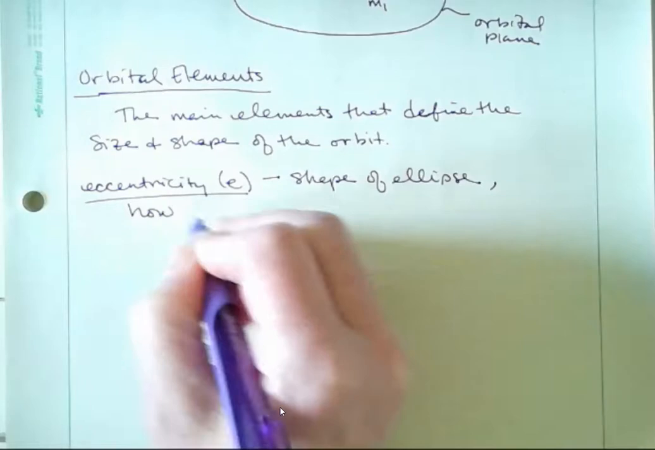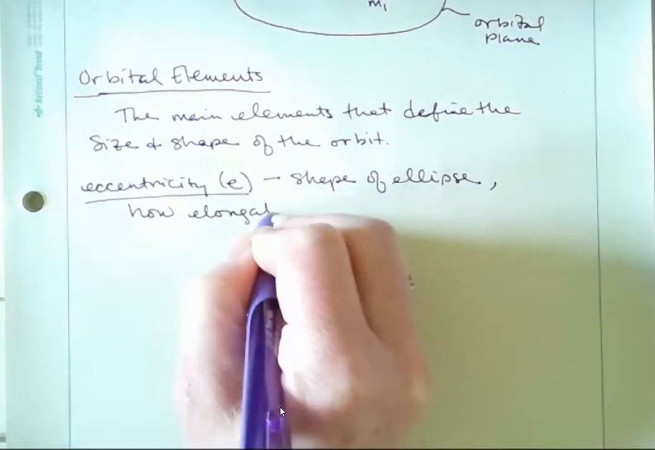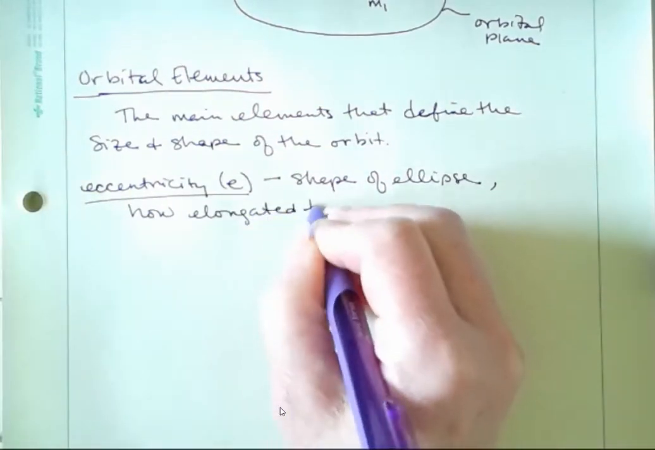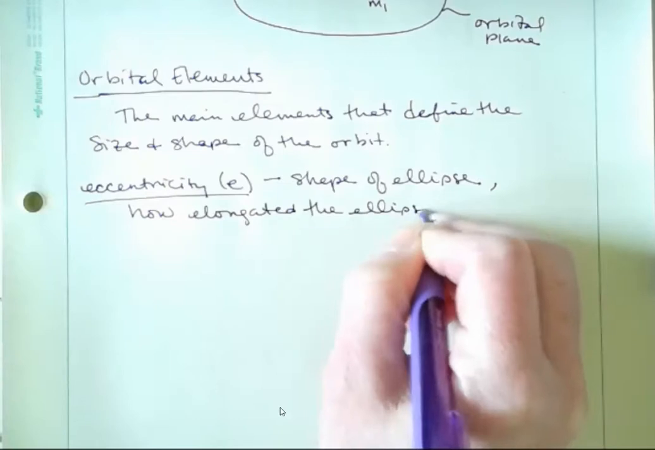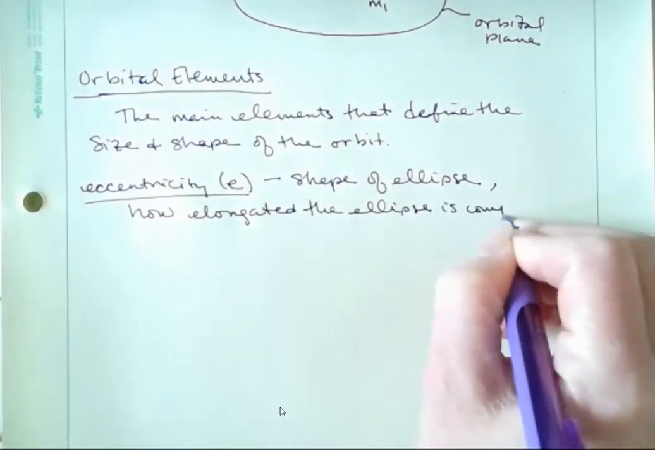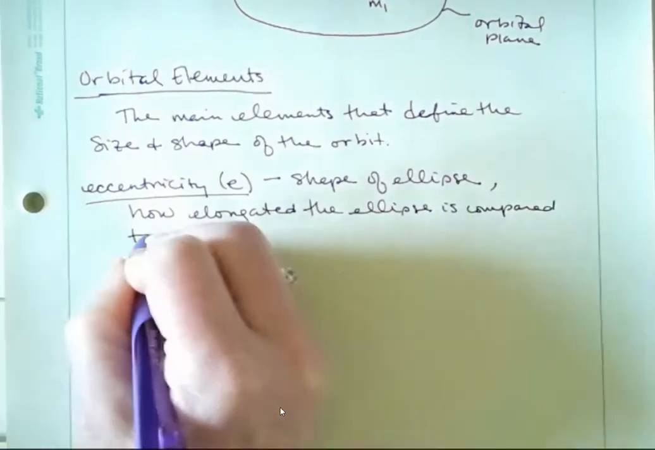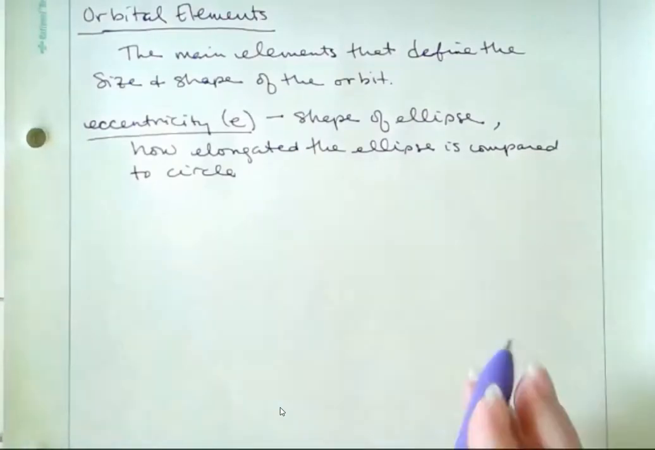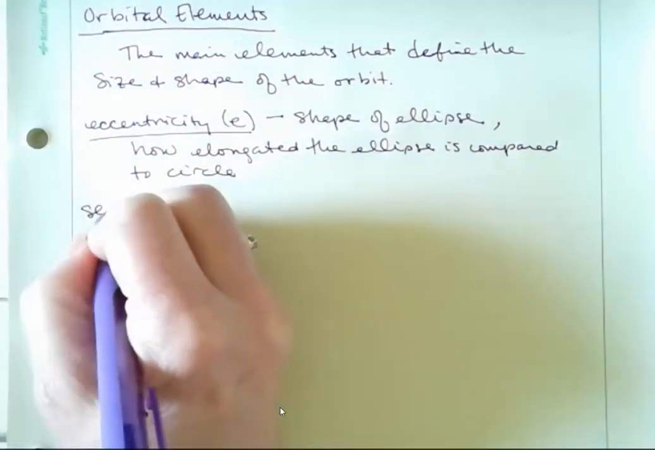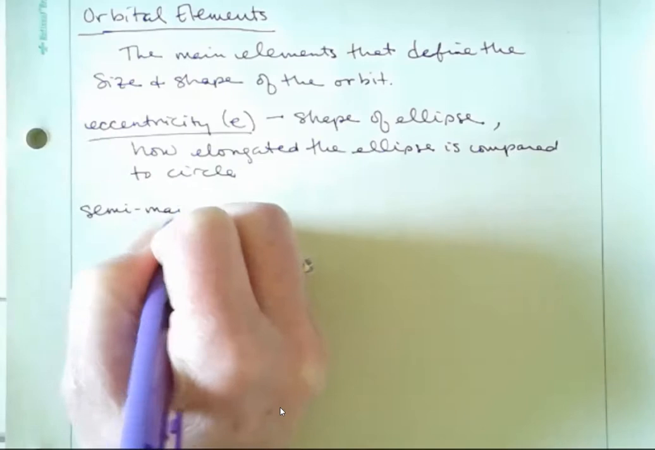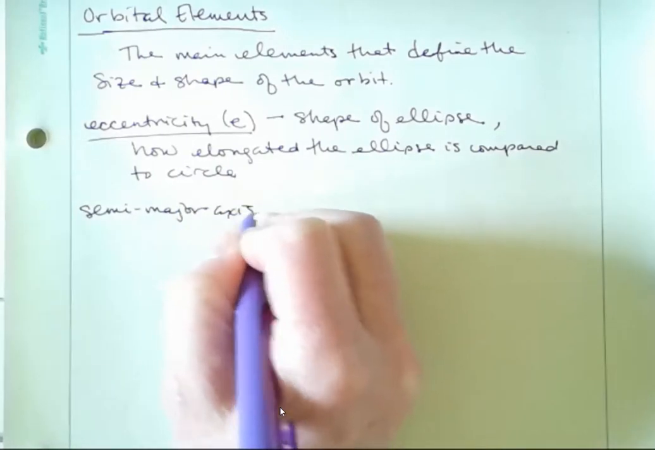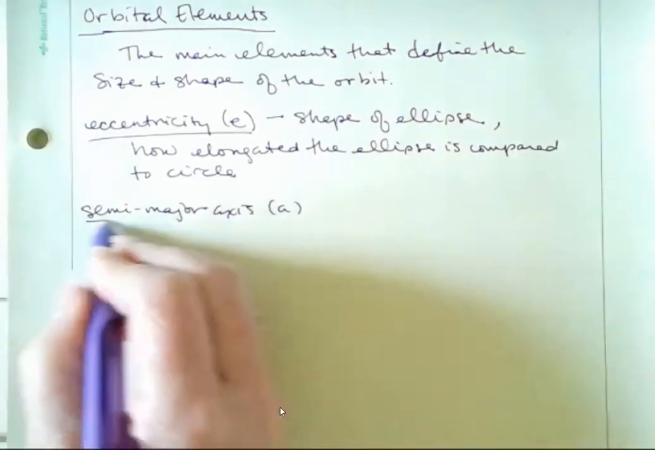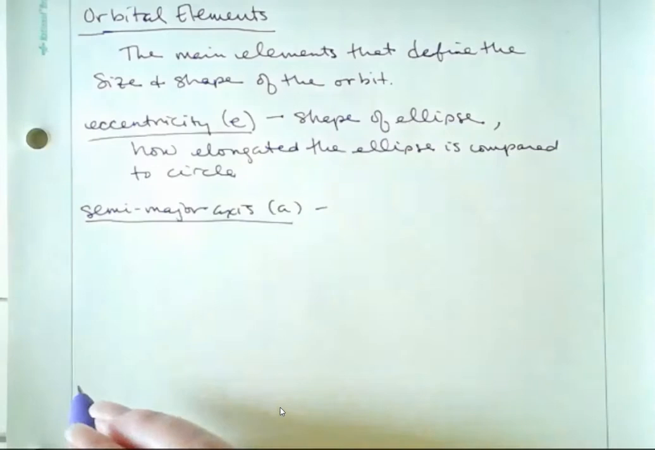So let's write down how elongated the ellipse is compared to a circle. Okay, so that's eccentricity. We've already used that one before. Next one, we've already seen this one before also. This is semi-major axis. That'll be little a.